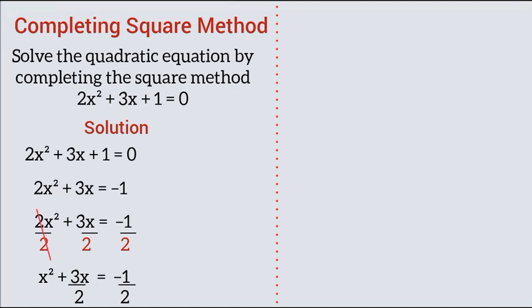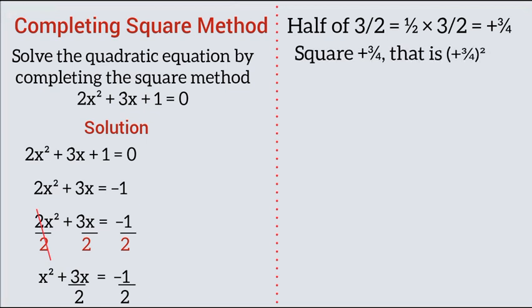At this point, we are going to do something very important, which is find half of the coefficient of x in our equation at this point. The coefficient of x at this point is 3 over 2. So we are going to find half of it. Half of 3 over 2 is simply 1 over 2 times 3 over 2. Now, when we get half of this 3 over 2, we are going to square the result.